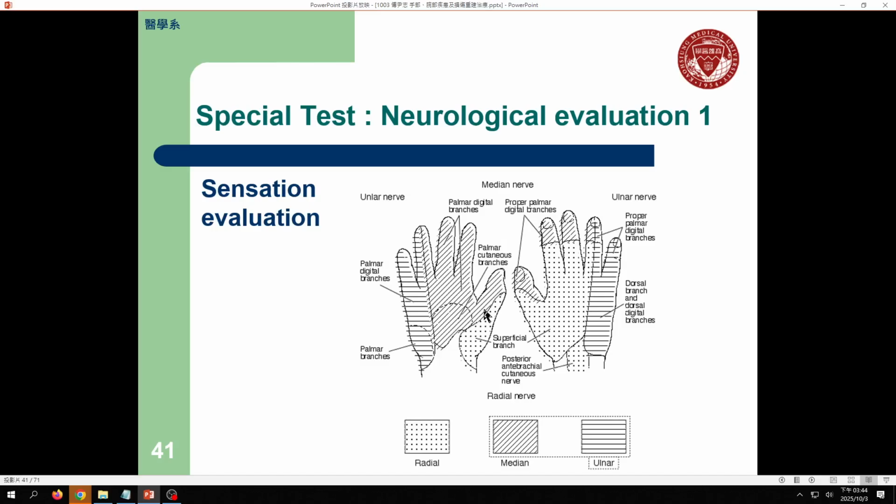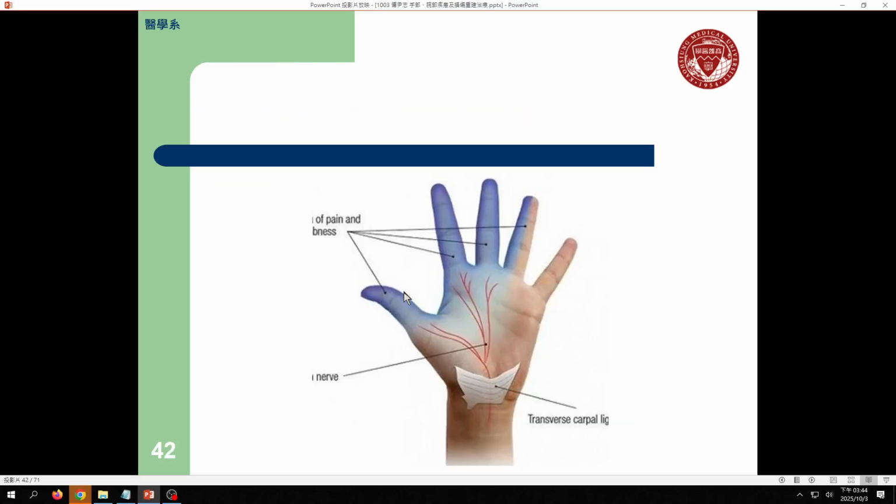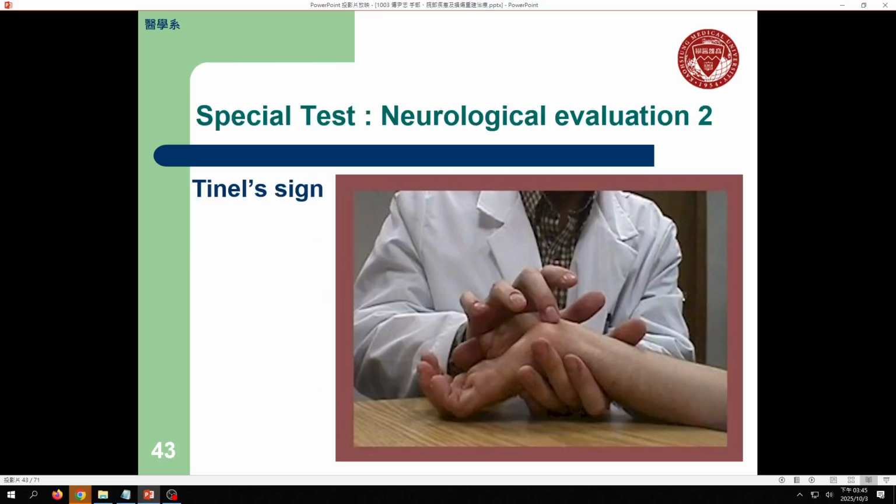Radial nerve, dorsal side, in the thumb base area. So you have to remember that anatomy, and then you know. When the patient tells you about numbness, you know the nerve distribution, median nerve. So maybe there's some problem around the median nerve. Then you do the examination.